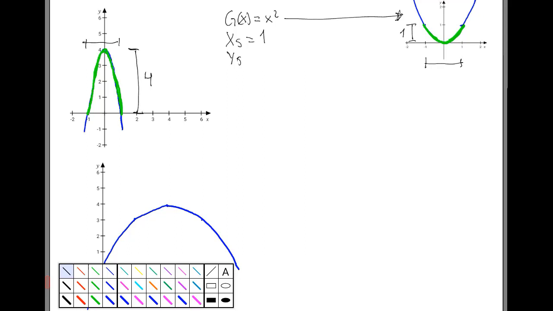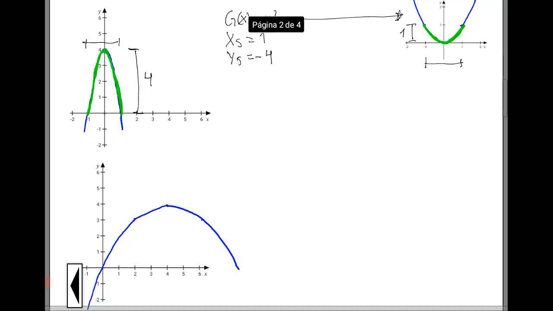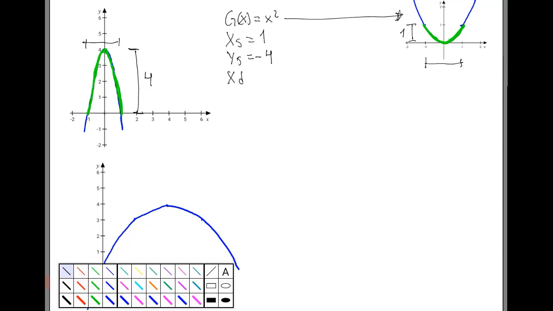And also we can see that we flip it in the y direction, so that's why it's not 4, it's -4. We can also find the x displacement, that for this case is 0, because the vertex remained at the coordinate x equals 0, and the y displacement, that for this case is 4. Why? Because we are moving the vertex up to 4.